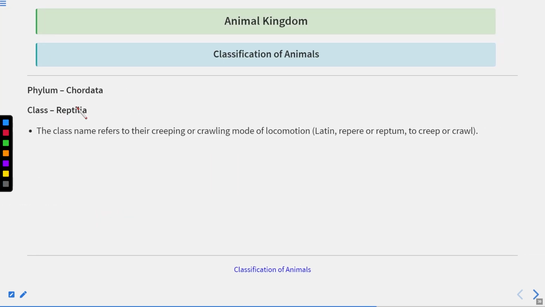Next phylum is the Reptilia. The class name refers to this creeping or crawling mode of locomotion. Okay, so they have a creeping and crawling mode of locomotion. Some of the individuals have limbs, but some, like snakes, do not have any limbs. So, Latin, but they crawl for their movement or locomotion.